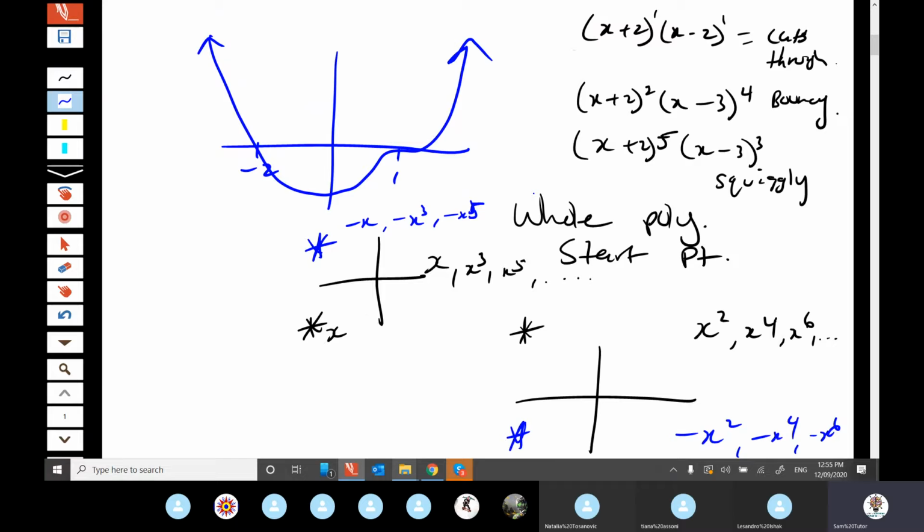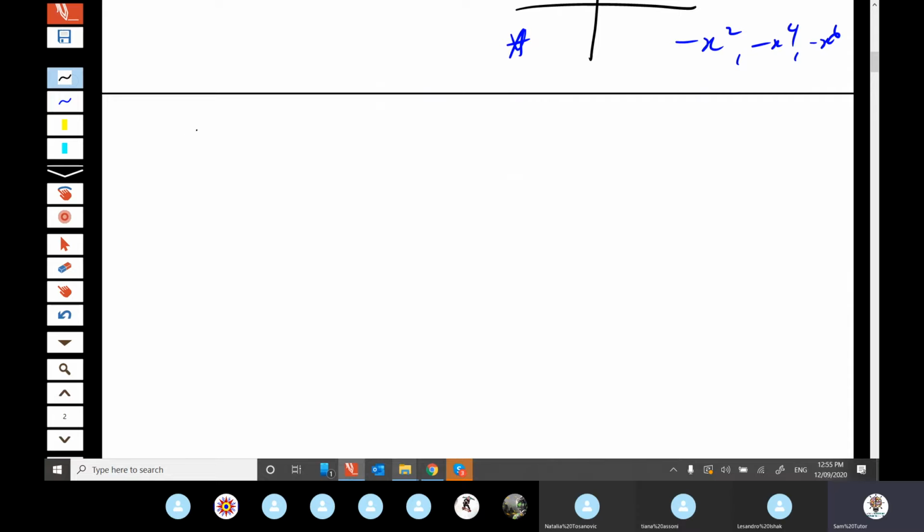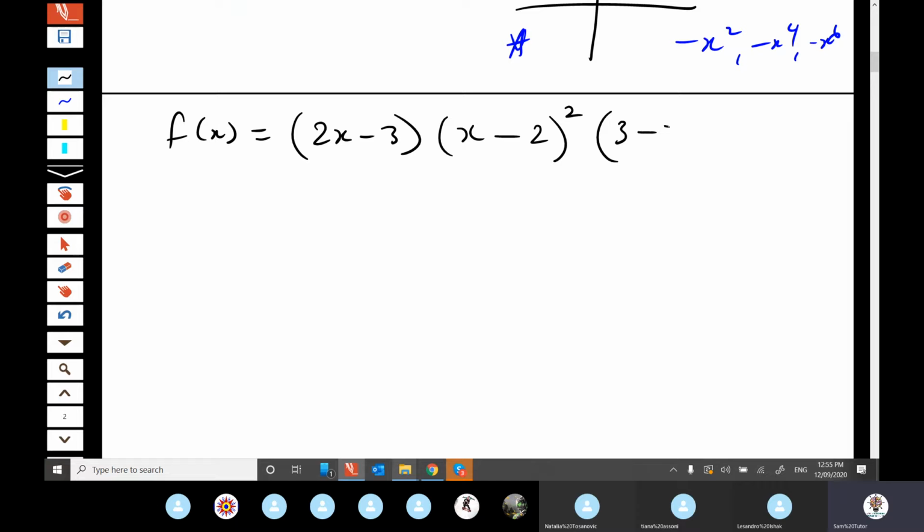Cool. Should we do one more of these? F of x equals 2x minus 3, x minus 2 to the power of 2, and 3 minus x. There you go. That should confuse a few people. Oh, well, we'll make it 3 plus x, just to make it a little bit nicer, otherwise we're going to be too close to each other. All right, try that.